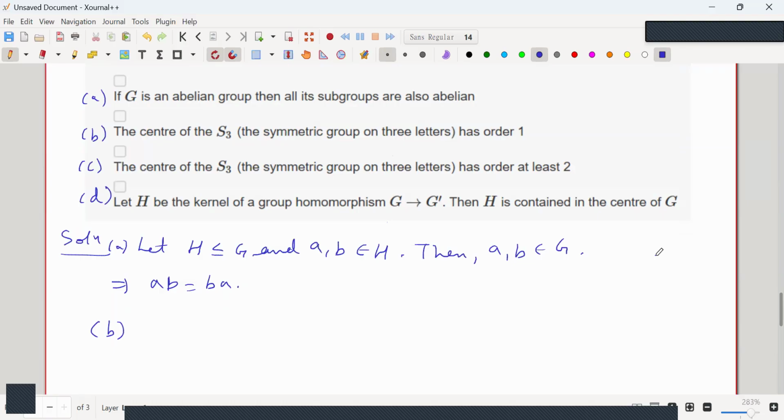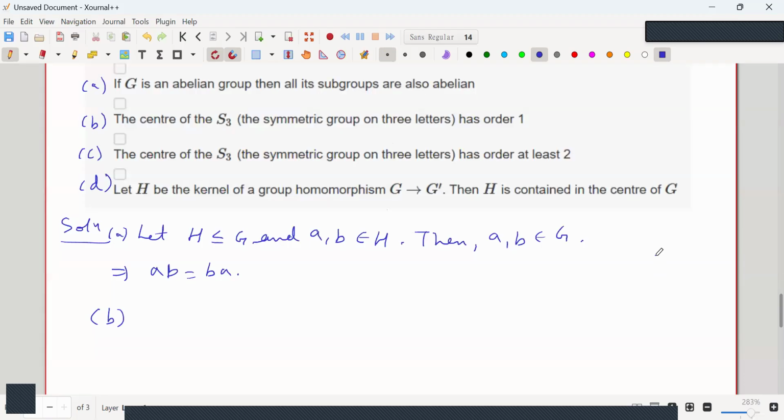So the second one is true. Second one is true. Why?